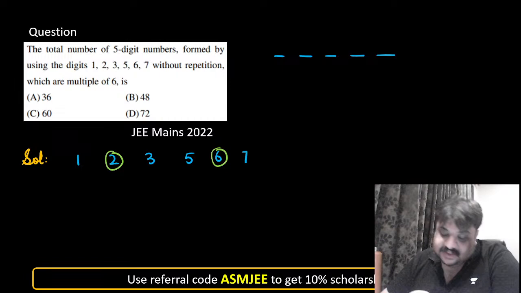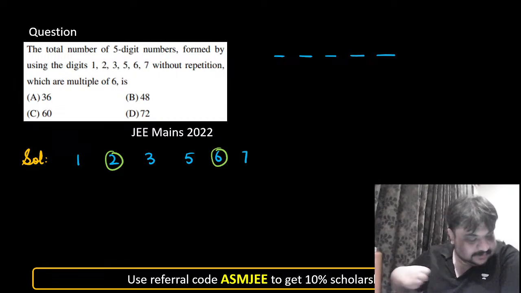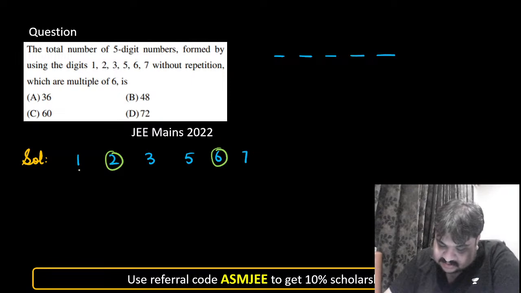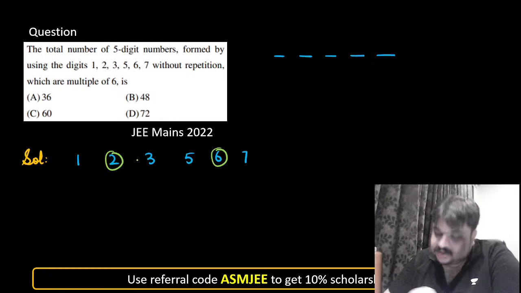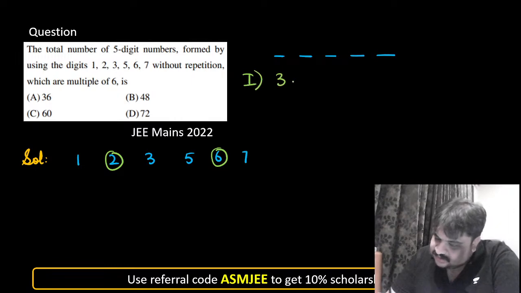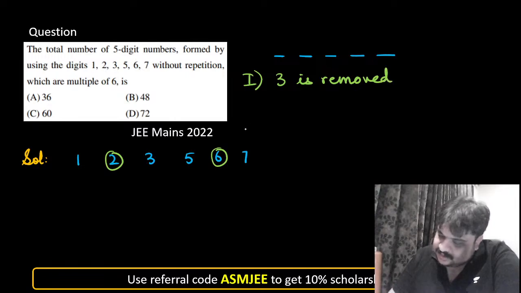And the sum of digits should be divisible by 3. So what is this sum? 2 plus 1, 3, plus 3, 6, plus 5, 11, and 6, 17, or 7, 24. The sum 24 is already divisible by 3, so we can remove one of the multiples of 3. So case 1, 3 is removed, and case 2, 6 is removed. So there are two cases possible.